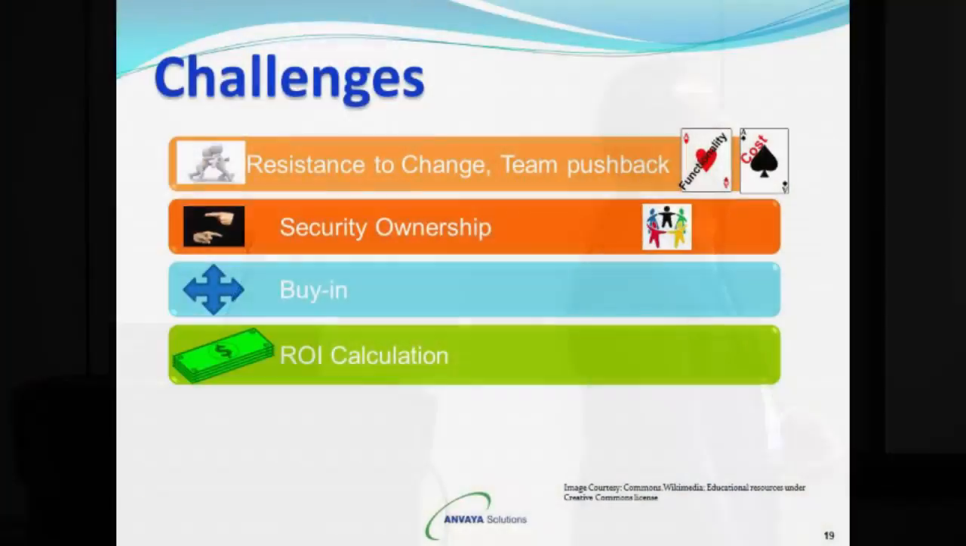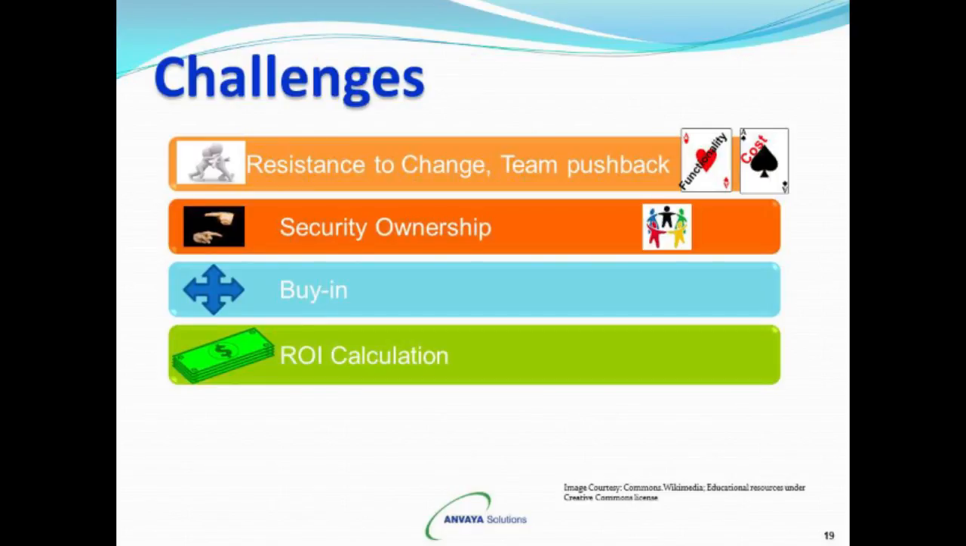Challenges, resistance to change, pushback from the team. They'll throw up their ACE cards, oh, it's going to impact functionality, it's going to impact costs. Not really. You're helping functionality, you're helping to keep the costs in line. Next one, security ownership, finger pointing. Everybody thinks the security team owns security, but it's everybody that owns security. Buy-in, Denise is going to talk about that.